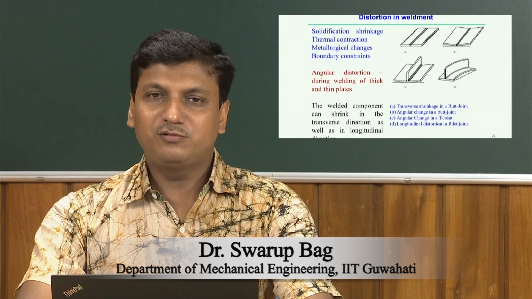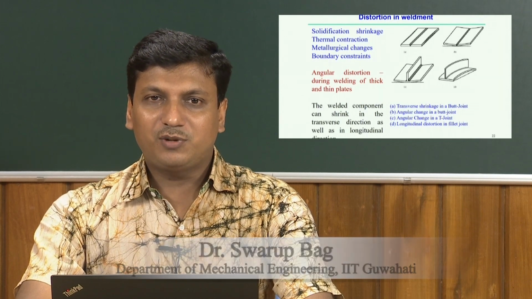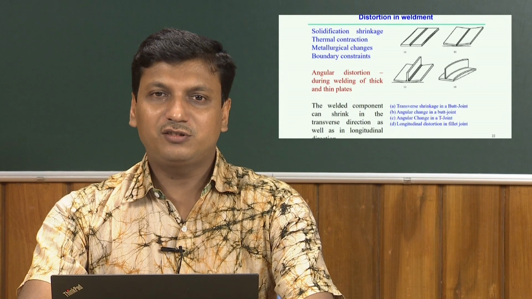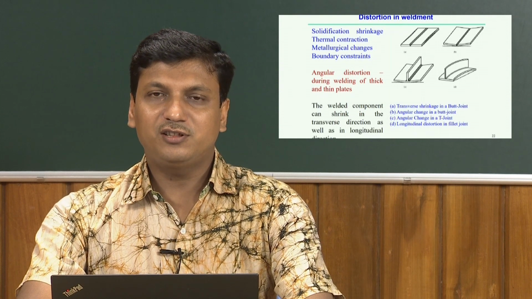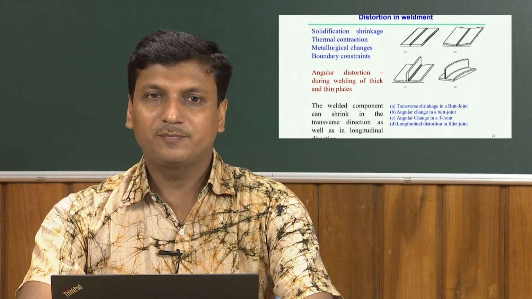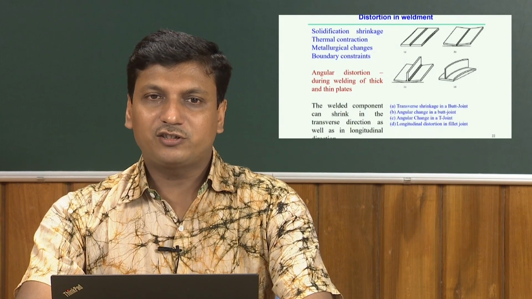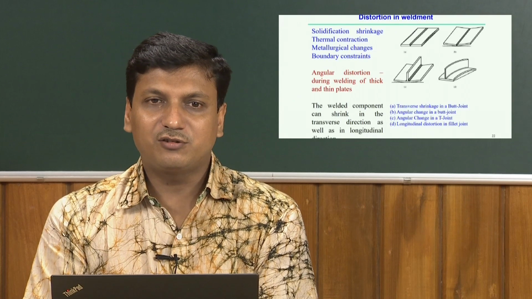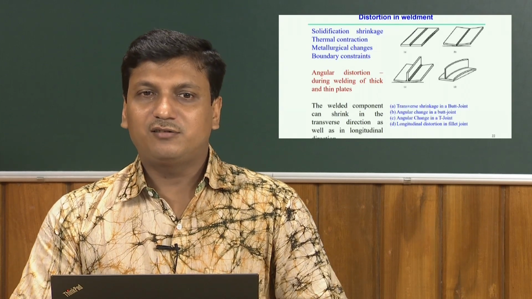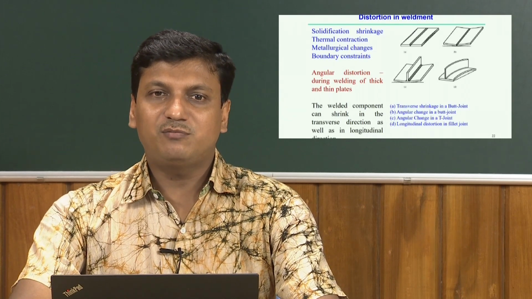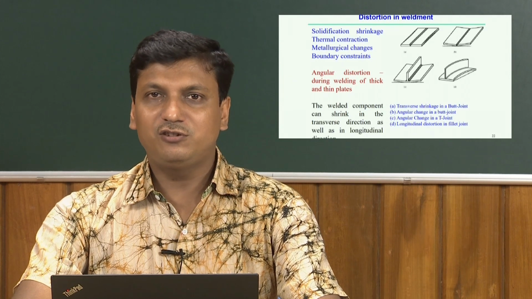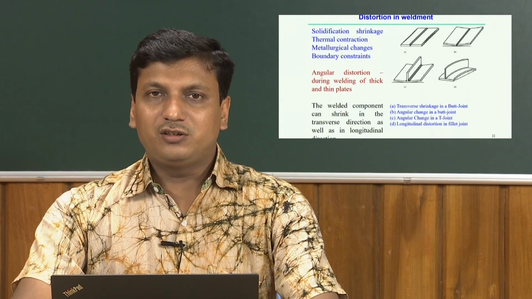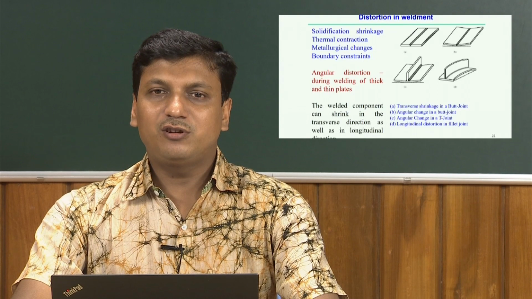Distortion in a weldment is also a consequence of the residual stresses developed during the welding process, but the main reason for the distortion in the weldment structure is mainly the solidification shrinkage and thermal contraction. Of course, metallurgical changes also happen during the welding process, and if there are any boundary constraints, all this influences the distortion in the finite weld joint structure.